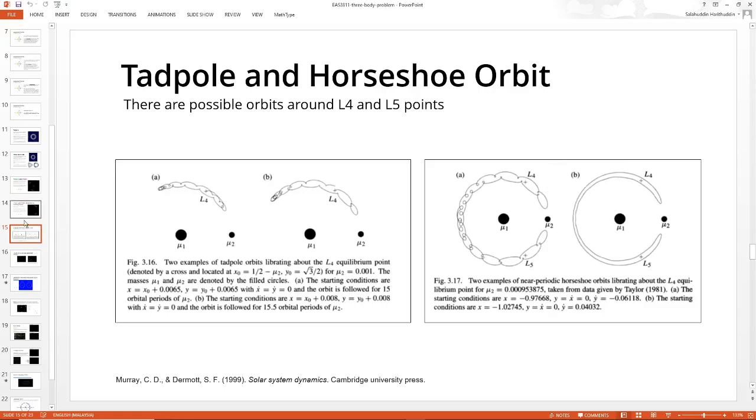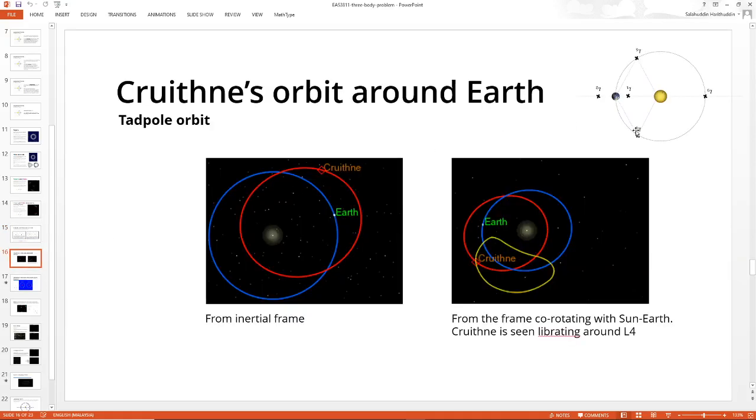So we see some examples. Cruithne is in L4 of the Earth-Sun system, and it traces a tadpole orbit here. Well, not really a tadpole, a horseshoe. Almost a horseshoe around L4. If you look at it in the inertial frame, it will look like this. But if you look at it in the rotating frame, it will look like this. It's going through this trajectory.